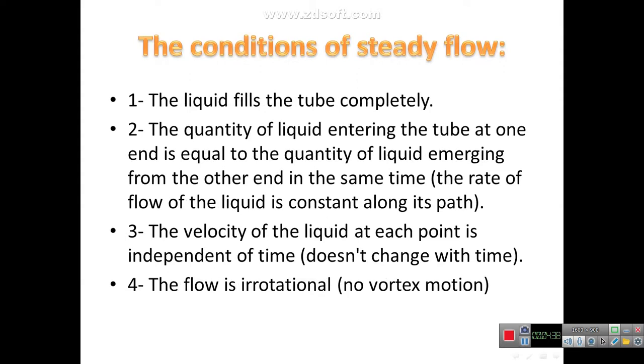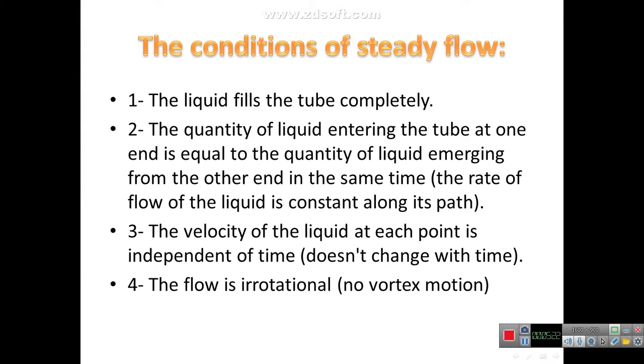The conditions of steady flow. There are some conditions that we have to meet for steady flow. Number one, the liquid fills the tube completely. Number two, the quantity of liquid entering the tube at one end is equal to the quantity of liquid emerging from the other end in the same time, so the rate of flow of liquid is constant along its path. Number three, the velocity of the liquid at each point is independent of time, it doesn't change with time.